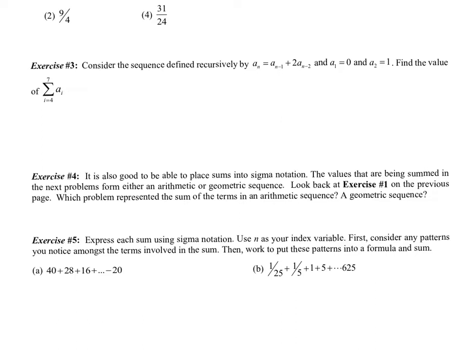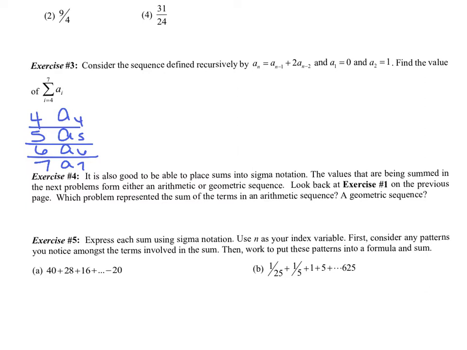Okay, so there are actually 2 things going on here. We have a really crazy recursive formula, and we have the summation. I'm going to start with the summation first. So this is saying a sub i. Basically what it's saying is if I plug in 4, 5, 6, and 7, the rule is just a sub 4, a sub 5, a sub 6, a sub 7, and they want you to add those together.